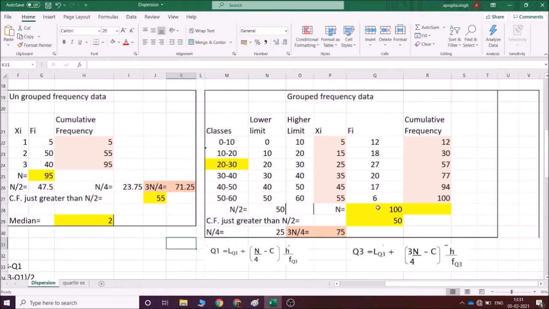Now in case of first quartile, what do you need? I need the lower limit of the first quartile class and the frequency of the first quartile class. So what is the first quartile class? n by 4, you got to find out, this is 25, right? So find out cumulative frequency which is just greater than 25. Cumulative frequency just greater than 25 is 30, right? So 10 dash 20, this is the first quartile class for me.